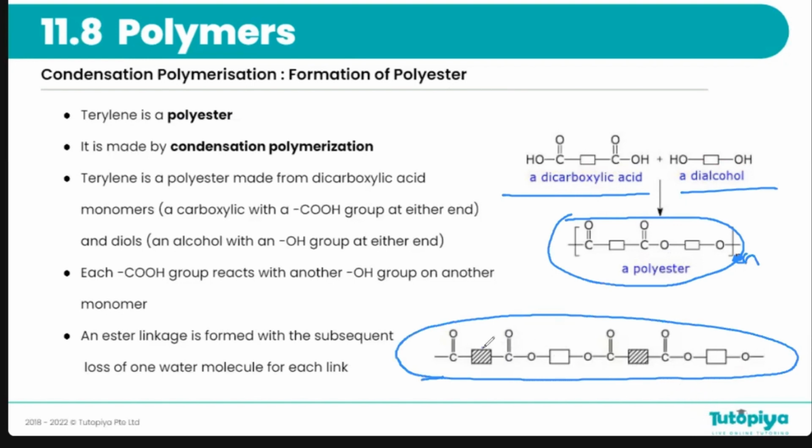See here, this colored box represents the carbons and hydrogens in the middle of the dicarboxylic acid, and the non-colored box represents the carbons and hydrogens in the middle of the dialcohol. Don't get that confused. That's why we have these boxes in between. And just like any other condensation reaction, there will be a water molecule lost during this reaction as well.